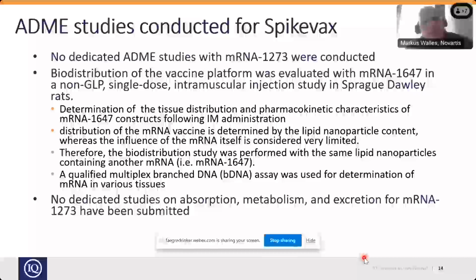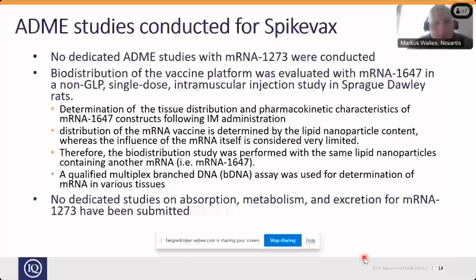For Spikevax, it looks similar. No dedicated ADME studies were conducted for the RNA sequence per se. There have been biodistribution studies performed with a surrogate molecule called mRNA-1647 in a non-GLP tox study. So the tissue distribution was determined, and the distribution of the lipid nanoparticle content was determined.